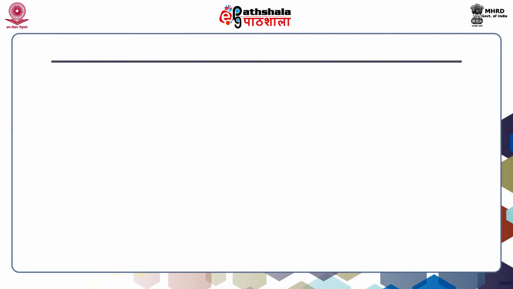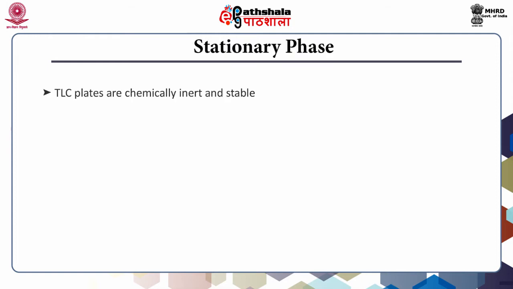What are the different system components of thin layer chromatography? The first is the stationary phase. The TLC plates are chemically inert and stable, where a thin layer of about 0.25 mm thickness of a stationary phase is applied on the surface.